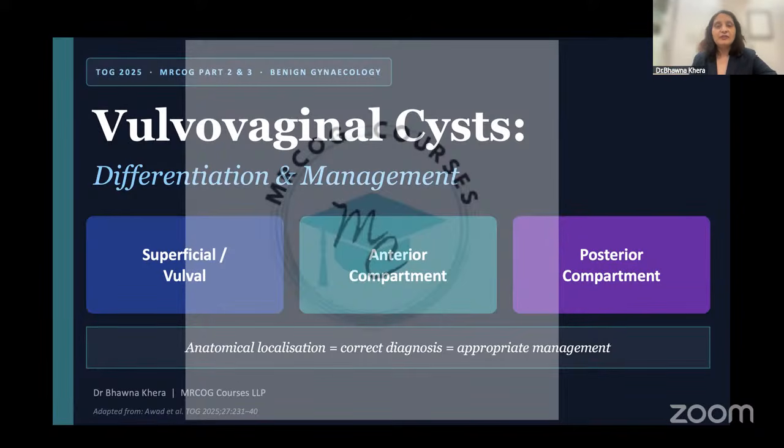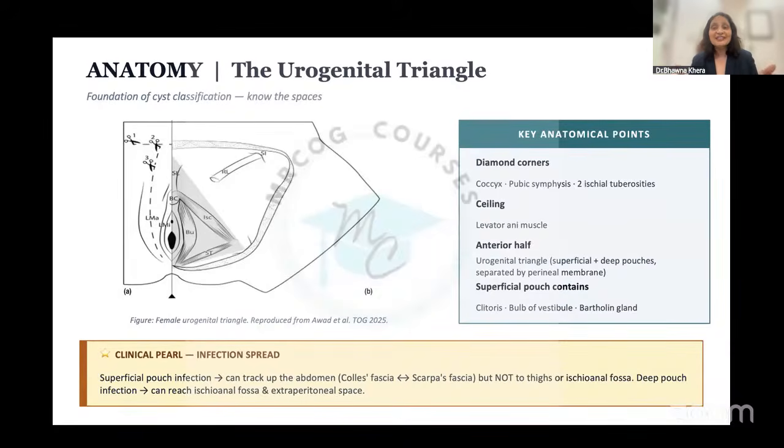When I talk about vulvovaginal cysts, they involve whatever structures are there in the vulva. So you have a superficial vulva, then there is an anterior compartment and the posterior compartment. All of this comes into the differential diagnosis for vulvovaginal cysts. The most important thing is we need to realize the right anatomical location, which will give us a keyword for the correct diagnosis and the appropriate management plan. So here we go, and let's start with the anatomy.